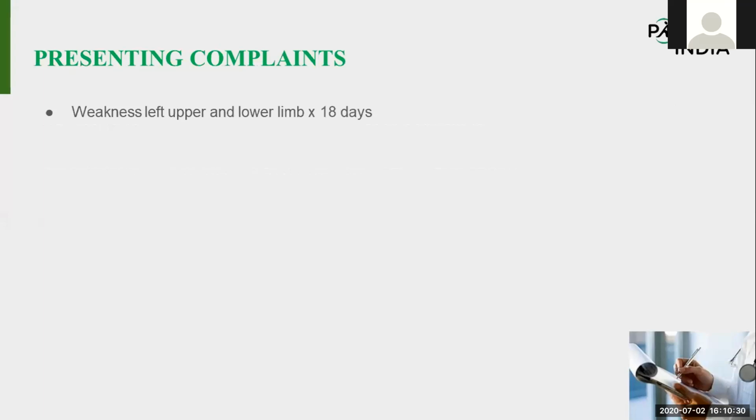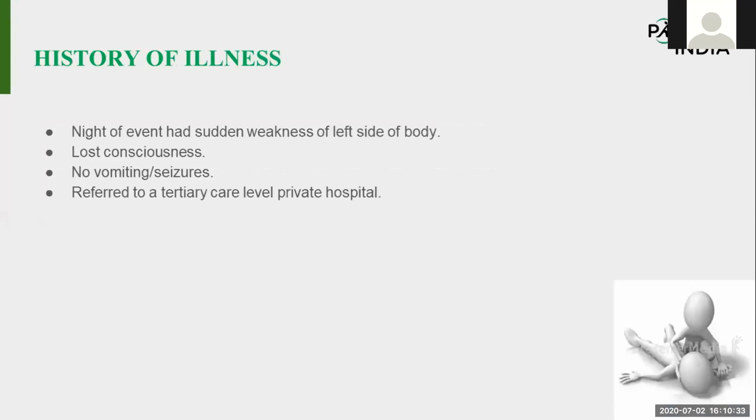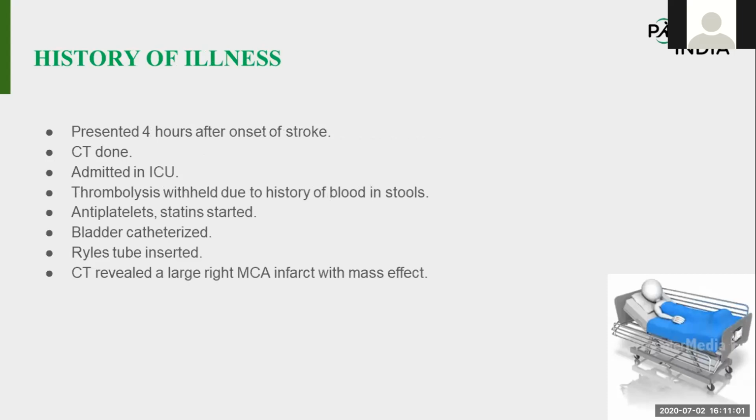Presenting complaint: she had weakness of upper and lower limbs since 18 days. History of presenting illness: she was apparently normal while she was watching TV on the night when she suddenly developed weakness of her left upper limb and lower limb. There was a loss of consciousness. There is no history of any vomiting or seizures. She was taken to a local hospital, from where she was referred to a tertiary care center. She presented in the tertiary care hospital 4 hours after the onset of stroke.